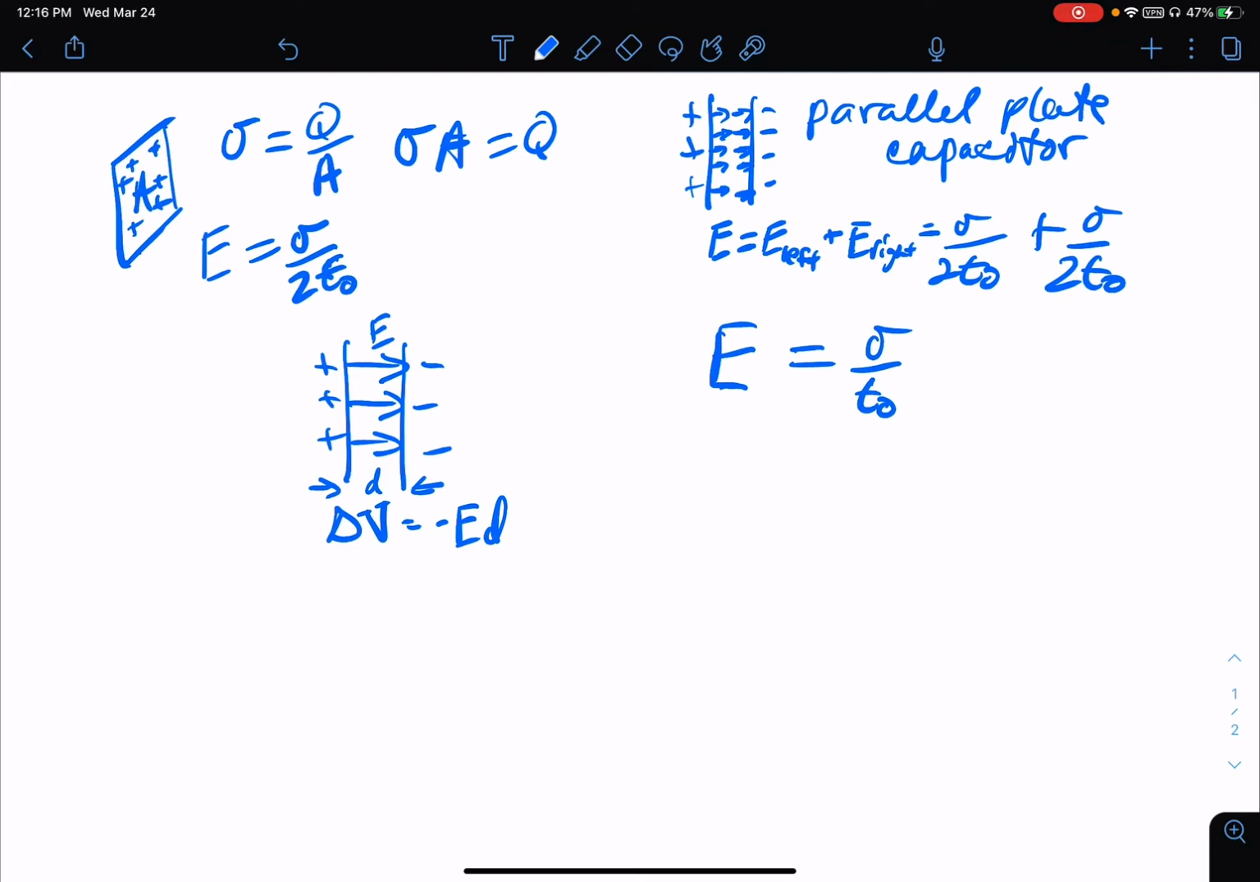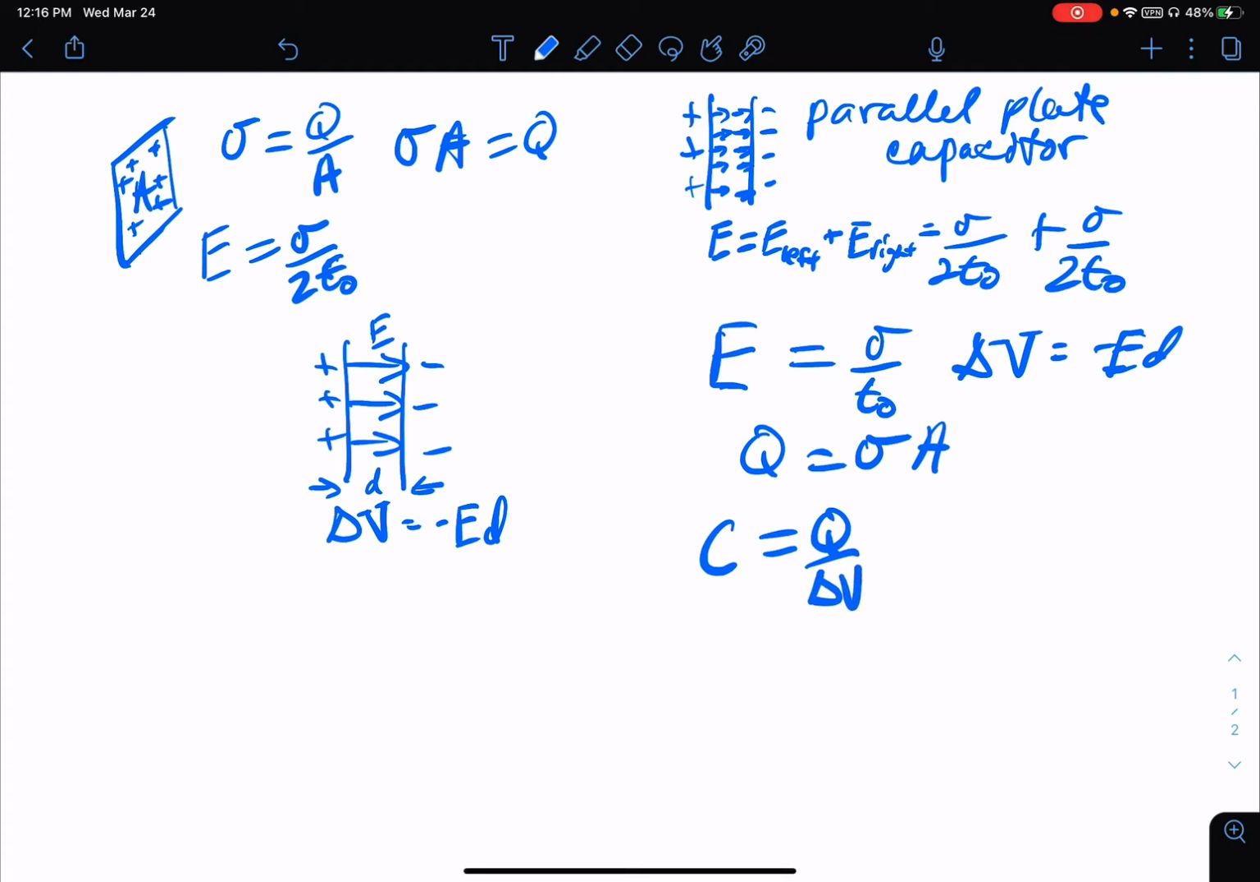So where does that come in to the capacitance? We now have an expression for the potential difference, negative E times D, and we have an expression for the electric field, and we also know that the charge is equal to the charge density times the area. Notice both the total charge has a sigma in it, and the E field has a sigma in it. So we're going to use these three mathematical ideas together. The definition of capacitance is the total charge divided by the potential difference between the left and the right plates. And don't forget, it cannot be negative.